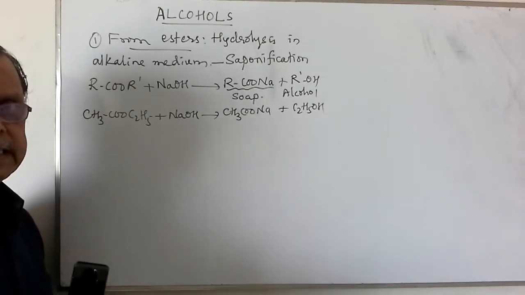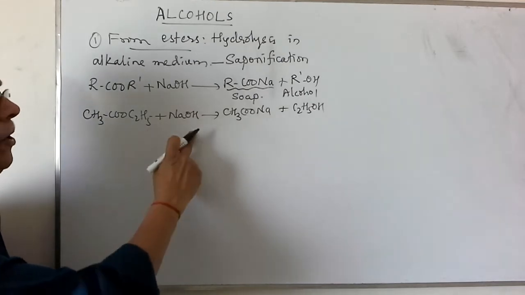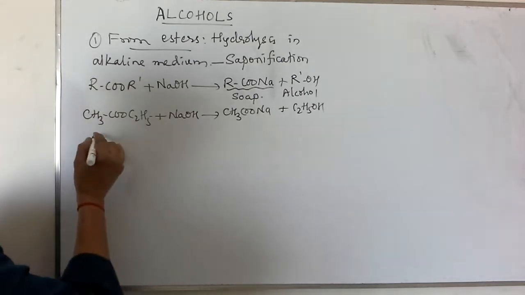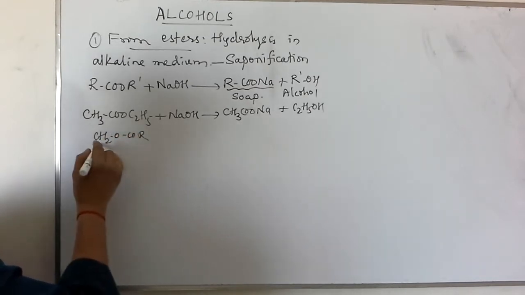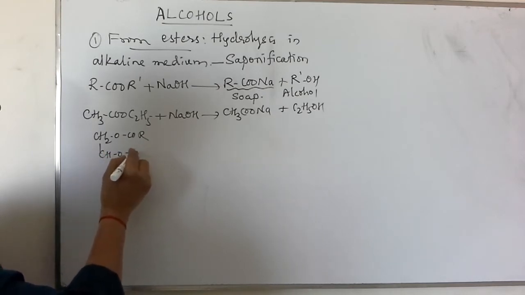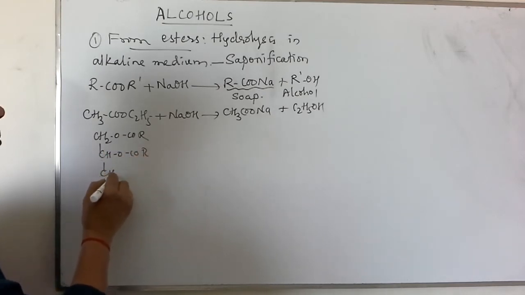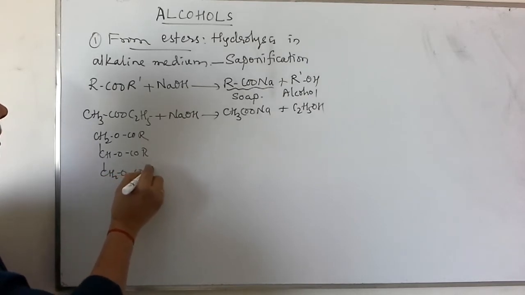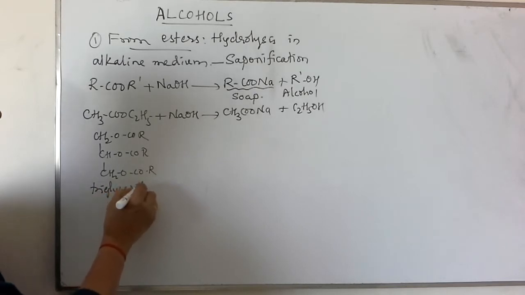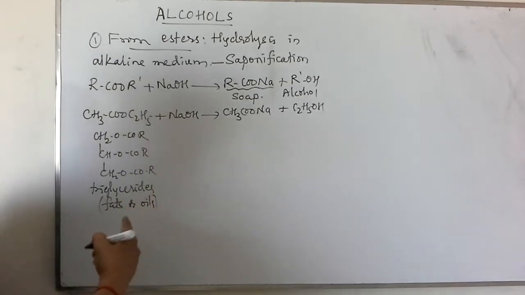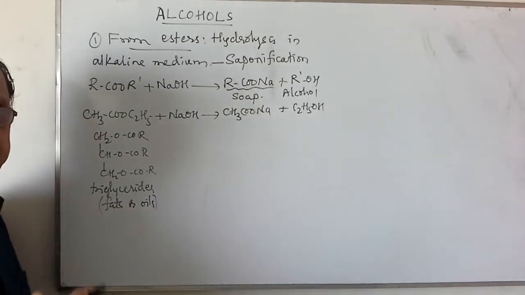When oils and fats are subjected to the saponification reaction, if you take, for example, an oil or fat, it is nothing but CH2OCOR, CHOCOR, CH2OCOR. These are called triglycerides. Triglycerides can be either fats or oils. Anyhow, this topic of fats and oils we will study in a later class in biochemistry.